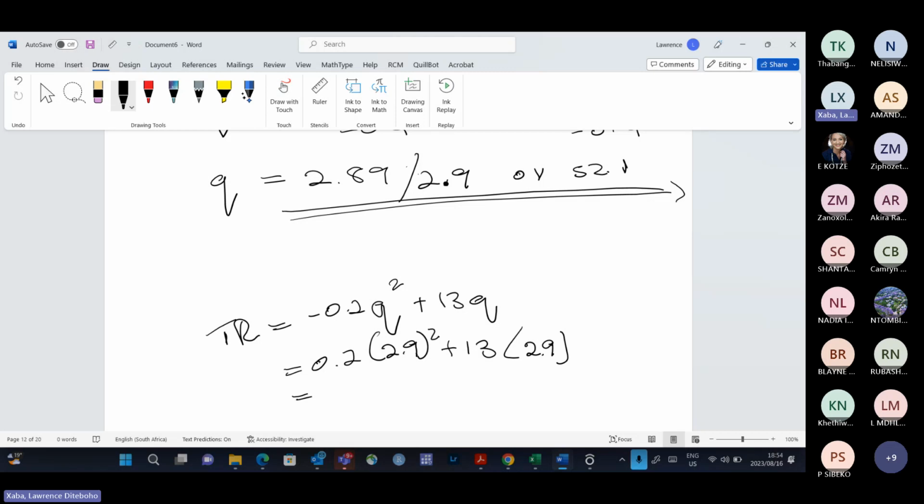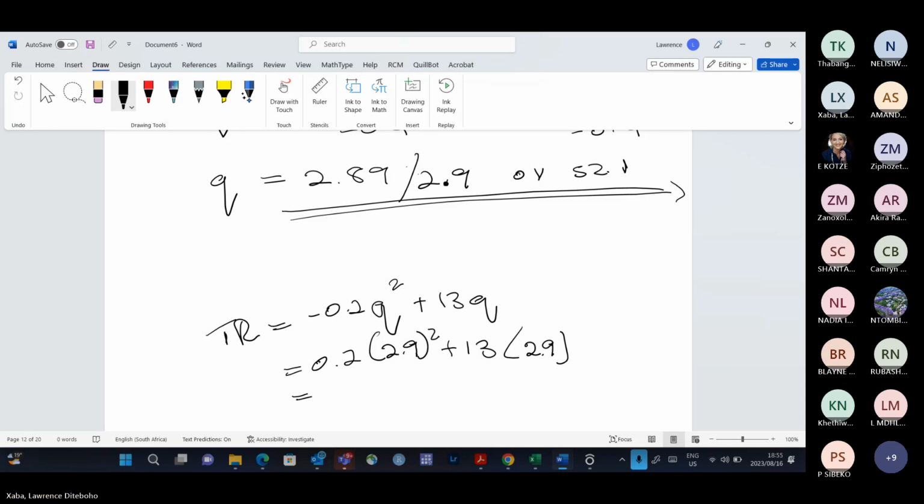What did I do? The 2.9. Let me see inside. Forgot to put negative. Okay, we have 36. Did you get 36? Yes, I got 36. Okay. We have 36, so it means 36 is for total revenue.